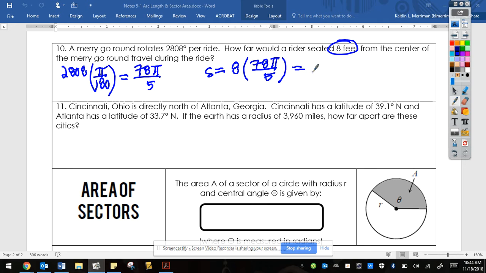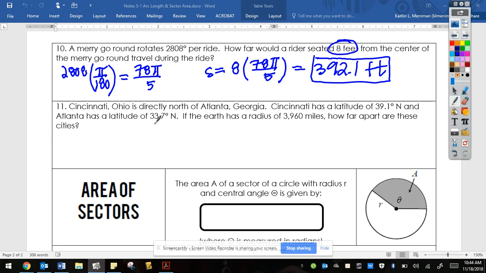And you get that you have traveled 392.1 feet. Okay, now number 11 is a little bit trickier. Okay, so this is saying that Cincinnati is directly north of Atlanta, Georgia. Okay, Cincinnati has a latitude of 39.1 and Atlanta has a latitude of 33.7.